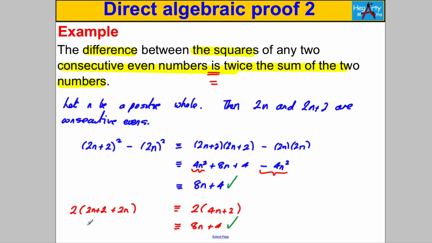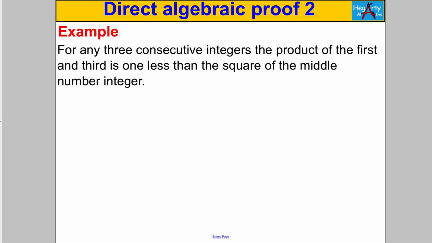So we could say at the end therefore, and we should write out the difference between the squares of any two consecutive even numbers is twice the sum of the two. We should write therefore and copy out that as a true statement. I'm not going to do that here to save some time, but you should do that. Okay, let's try another one.